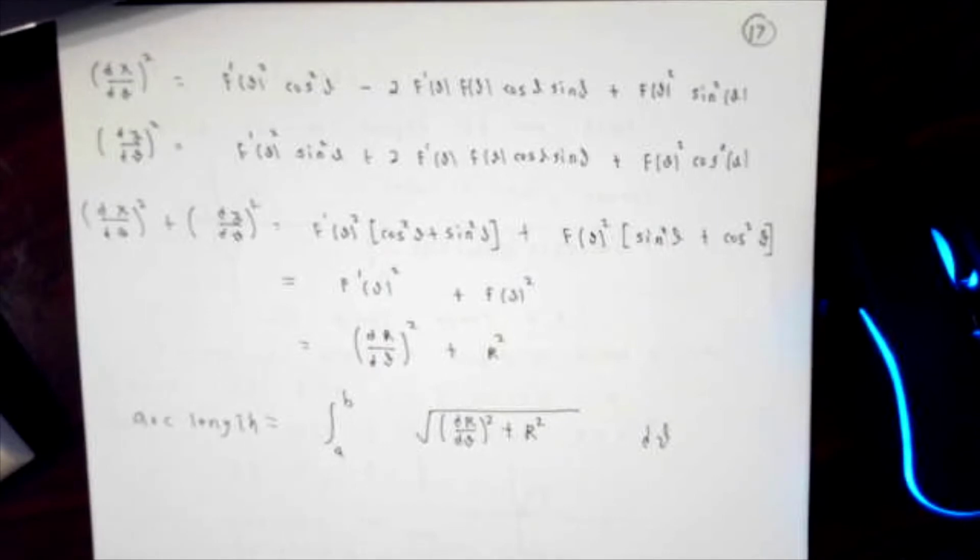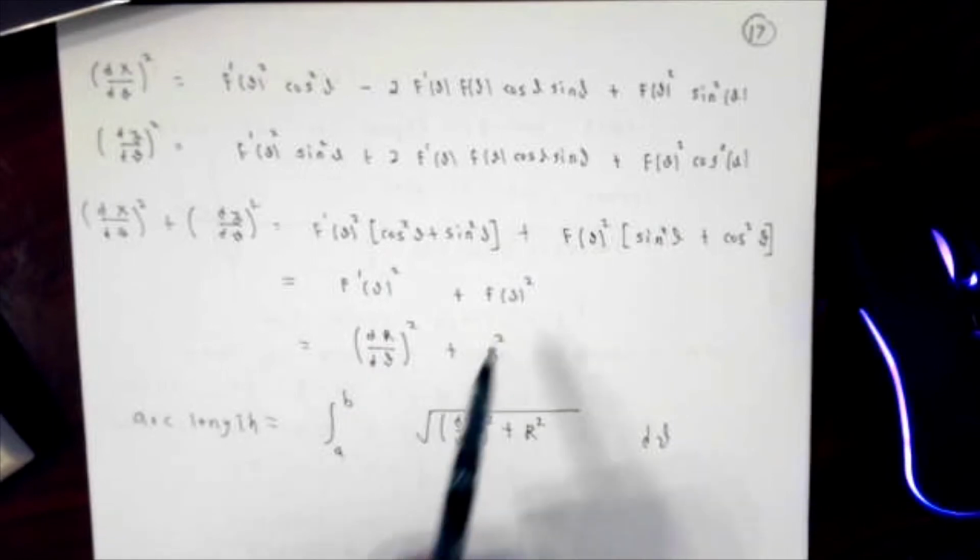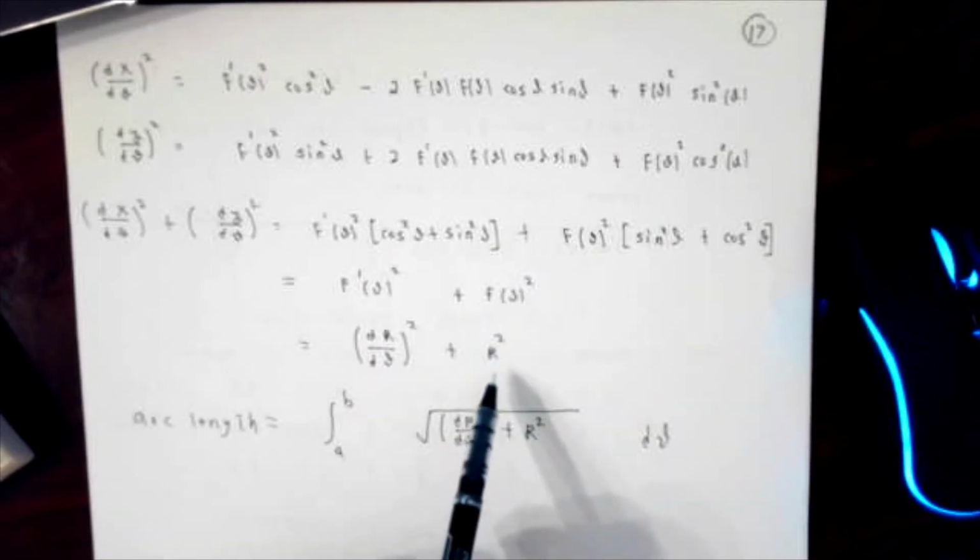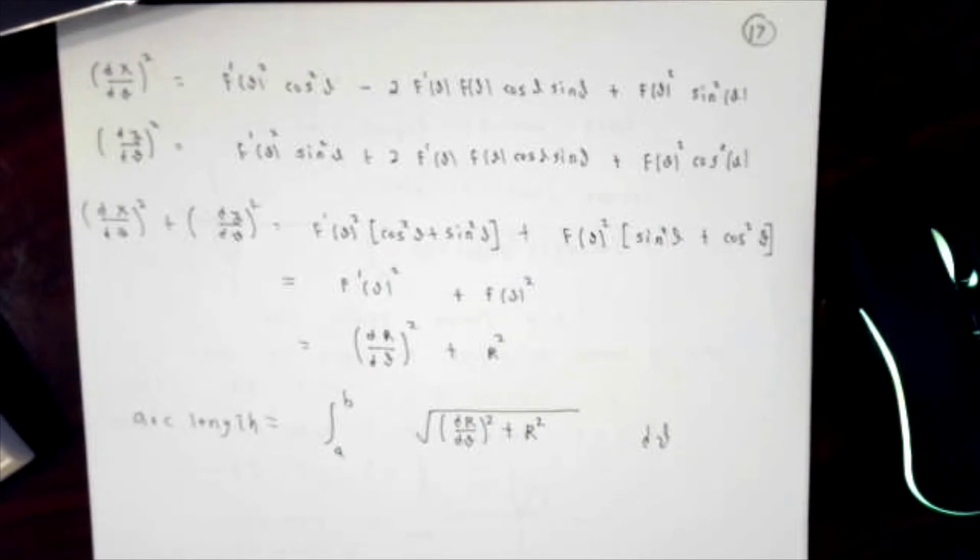F is the r coordinate. F prime is dr d theta. And again, notice it doesn't matter if r is positive or negative because we're squaring both of these terms anyway. The arc length is the integral from a to b with respect to theta of the square root of the square of dr d theta plus the square of r. So this is not much more involved than the kind of things that we've already done.